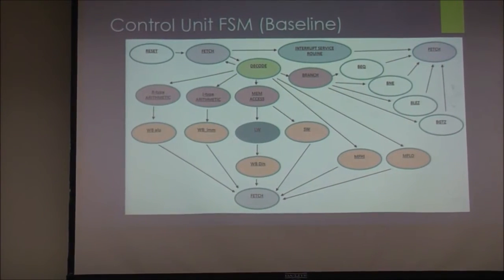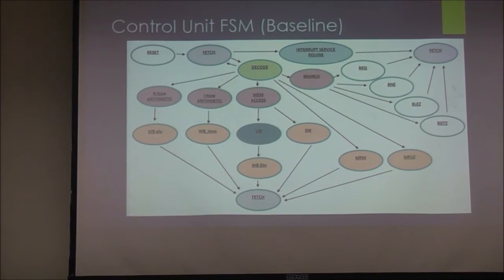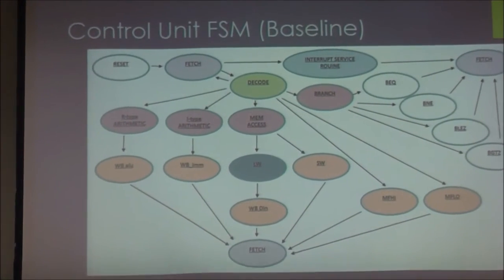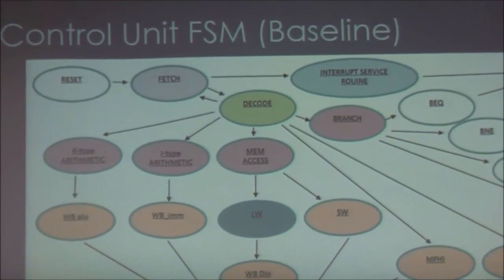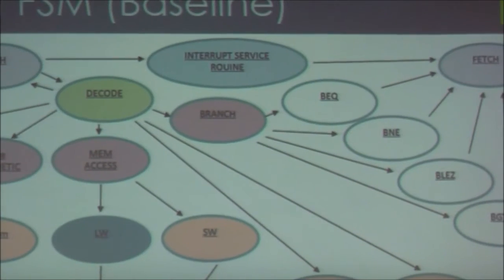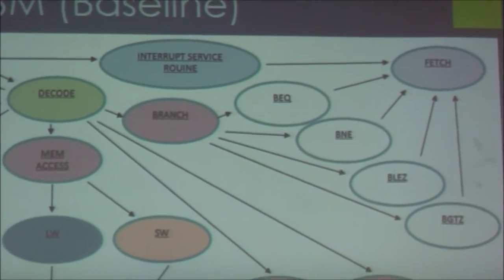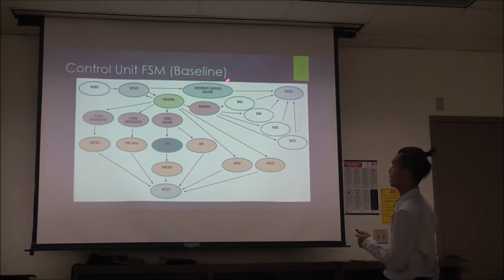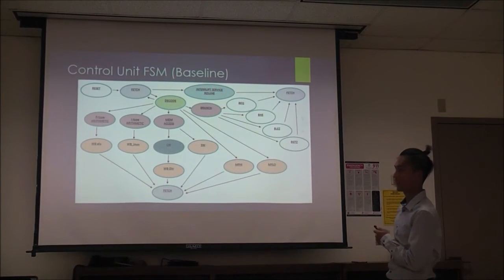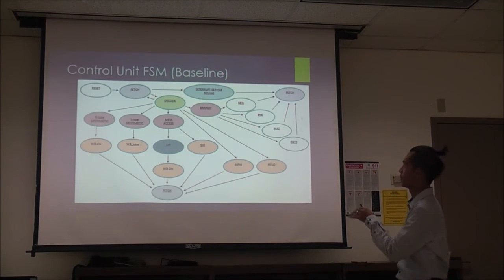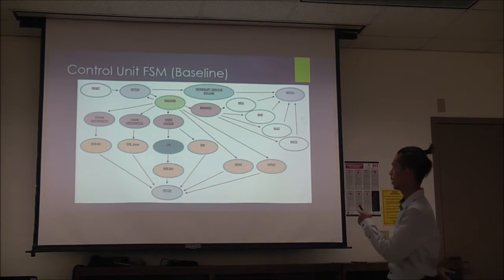This is essentially the finite state machine that's responsible for outputting the control word that controls the IDP, the instruction unit, and modules outside of the CPU, such as the data memory and the I/O subsystem. Here is the general finite state machine diagram for the baseline. The interrupt service routine is actually a collection of 6 states, but for general purposes, I just put it in one big circle.